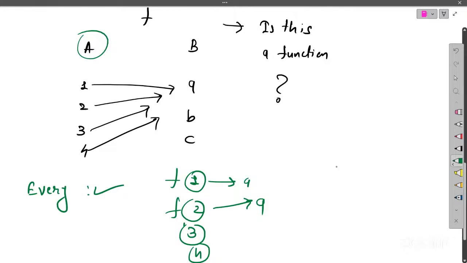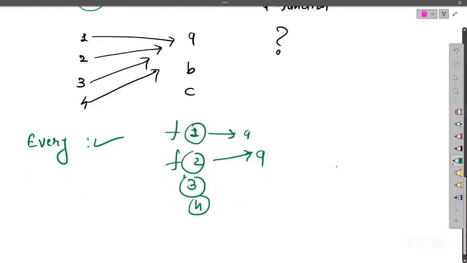So if you consider 1 as your input of this particular map F, then 1 has an output which is A, right? And here another word is unique. So unique means one input should get mapped to one output only. So that means if I give you an input, you are able to give me a unique output.